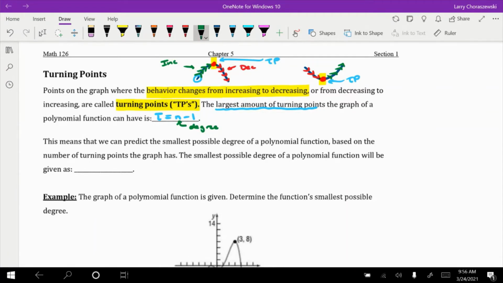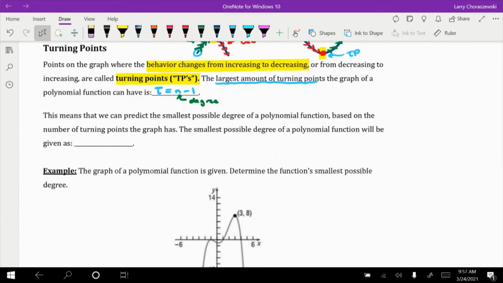Now, in a lot of cases, you're given the graph of a polynomial function, and you have to determine what the smallest possible degree of the function is. And the way to answer that is to do kind of a rewrite of the formula I just gave you.